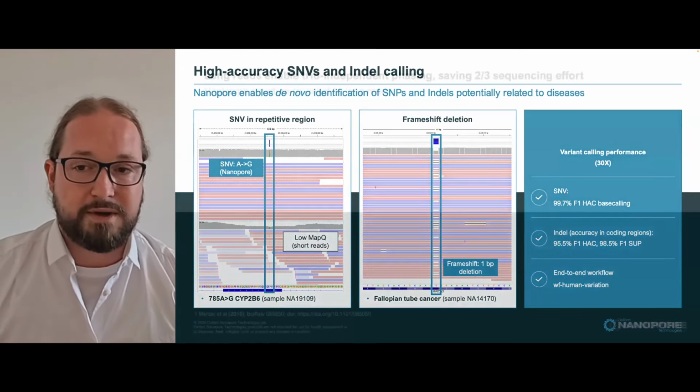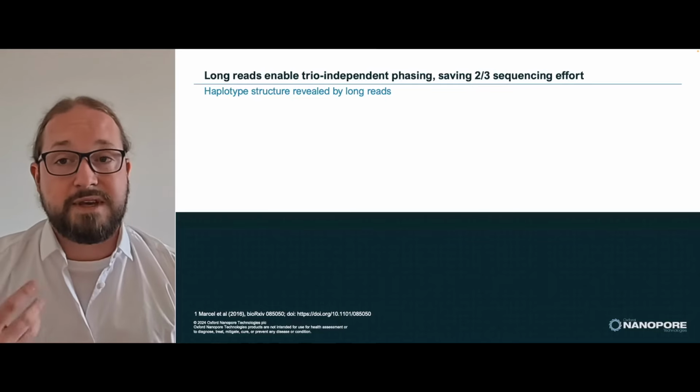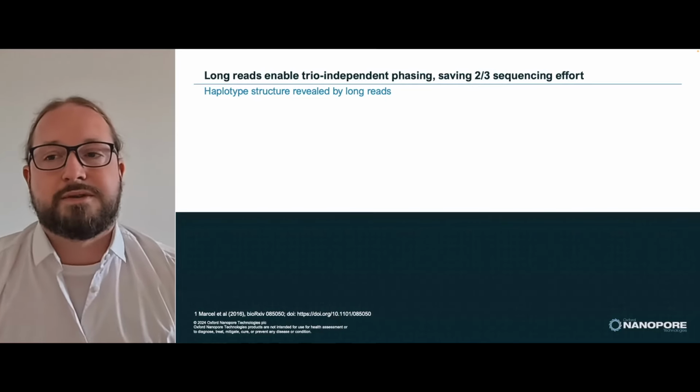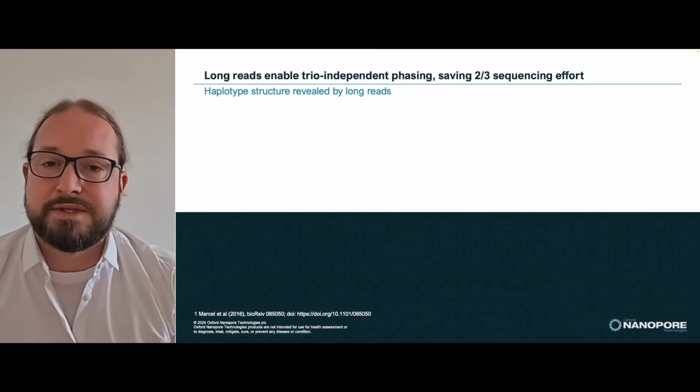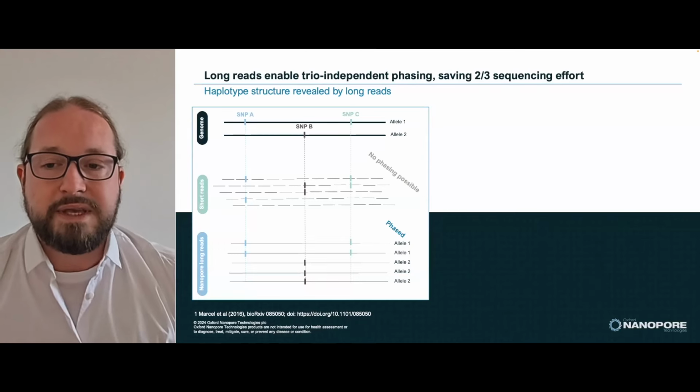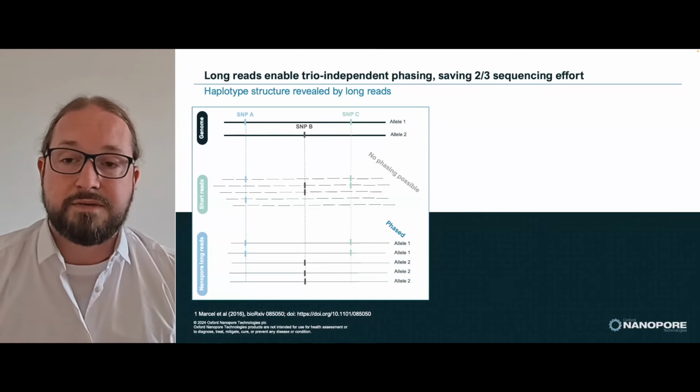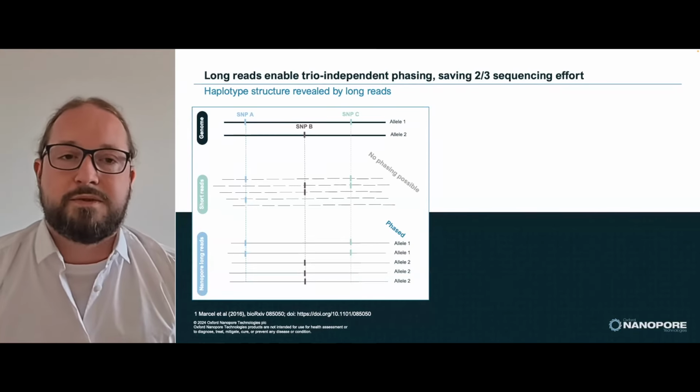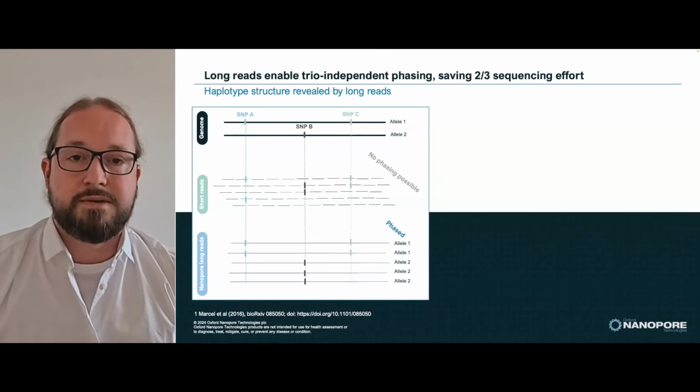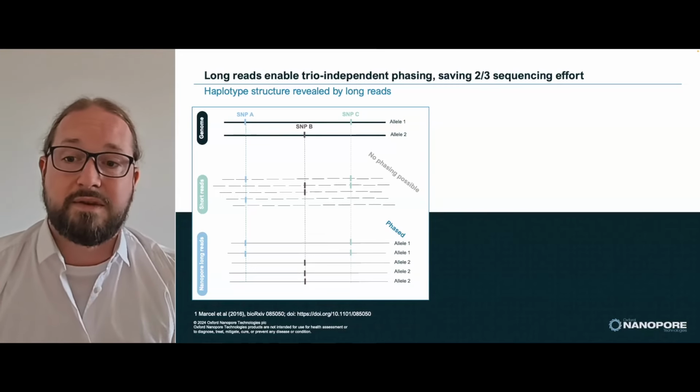We then also talked about phasing those, or resolving the haplotype structure. So how does that work? Basically, the important thing that you have to do when you want to phase or resolve the haplotype structure is that you need reads that span multiple variants.